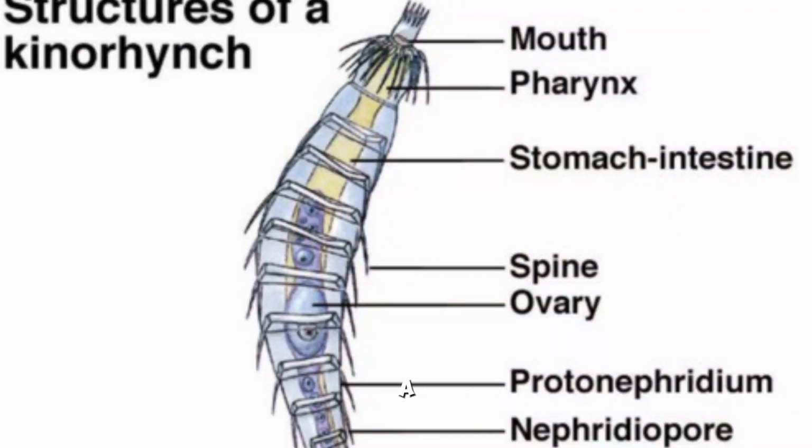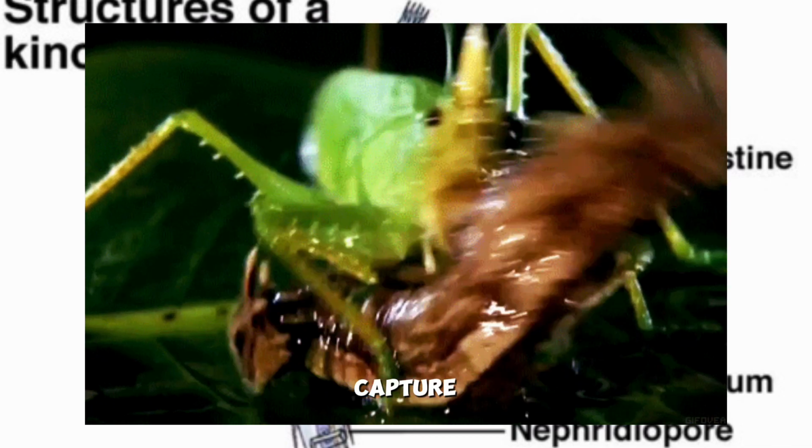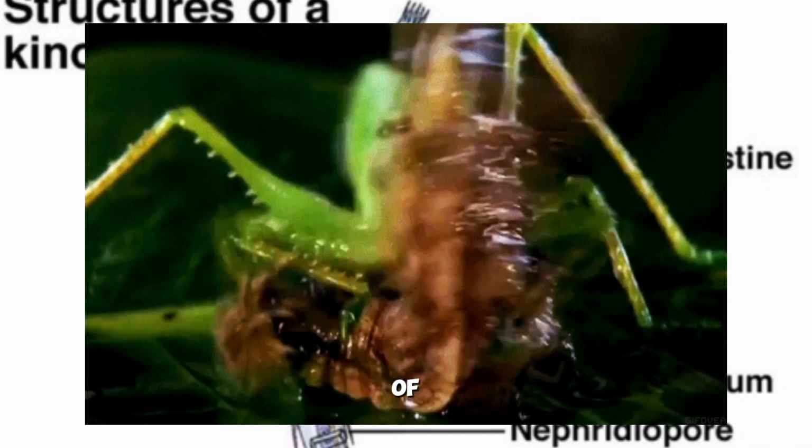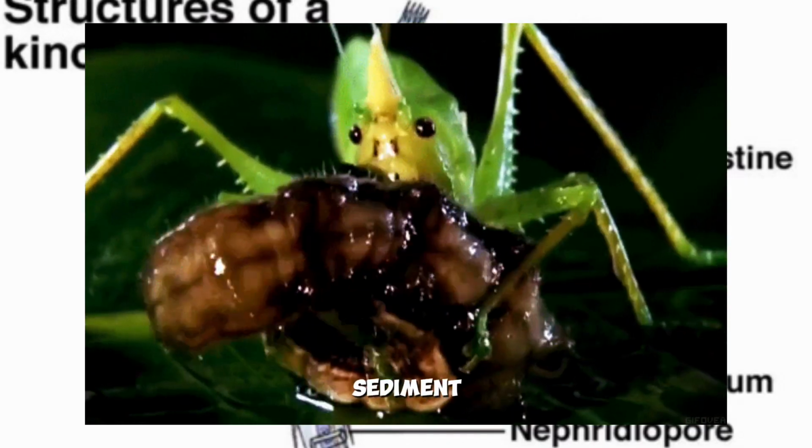Caenorhyncha also have a mouth surrounded by a ring of retractable spines, called an introvert, which they use to capture and eat small particles of organic matter and microscopic organisms in the sediment.